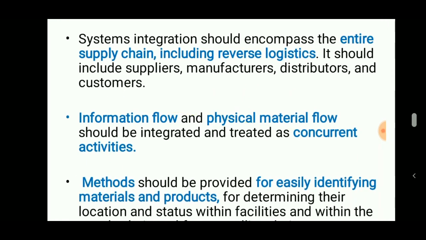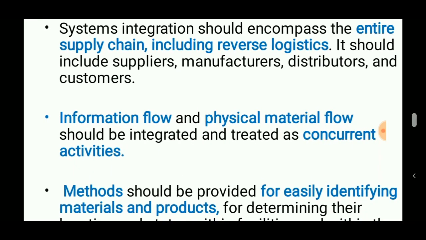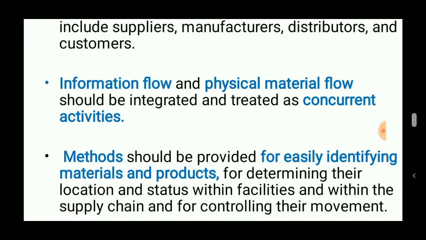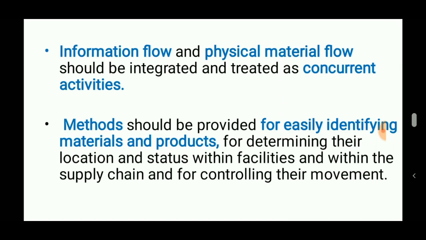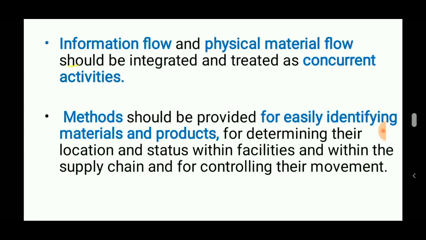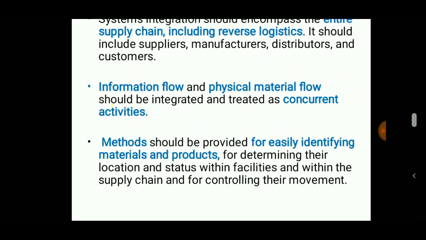The system integration should encompass the entire supply chain, including reverse logistics, that is, the movement of products from the company to the user, or from the user to the company. It should include suppliers, manufacturers, distributors, and customers. The information flow and physical material flow should be integrated and treated as concurrent activities. That is, information can flow from one department to another, and methods should be provided for easily identifying materials and products, for determining their location and status within facilities and within the supply chain, and for controlling their movement.